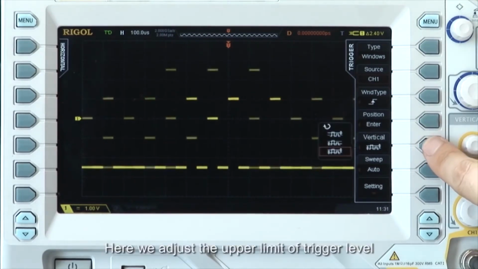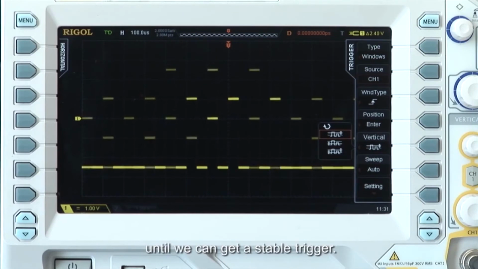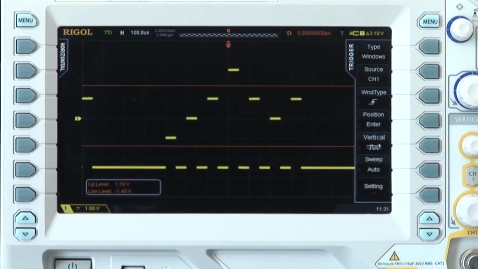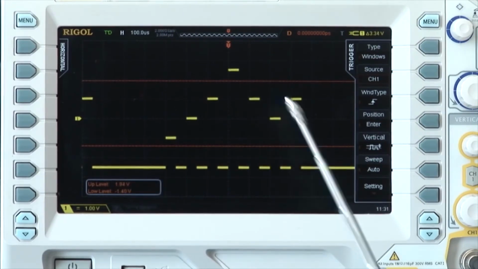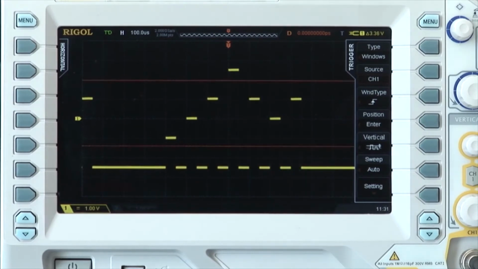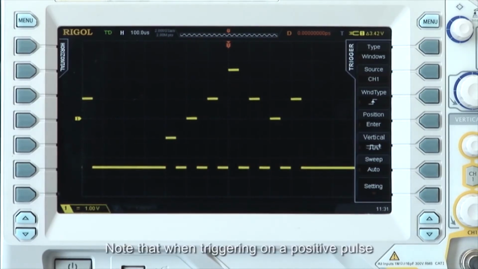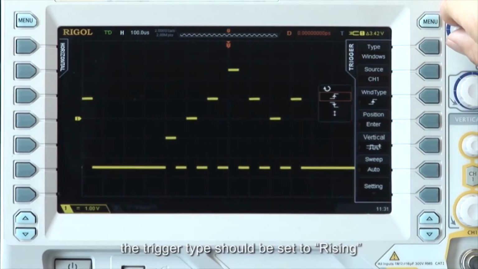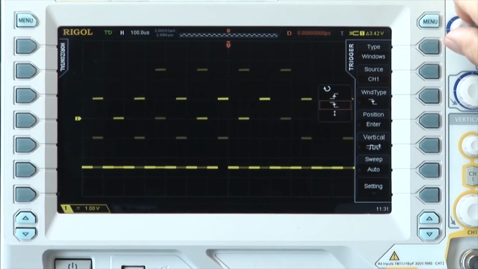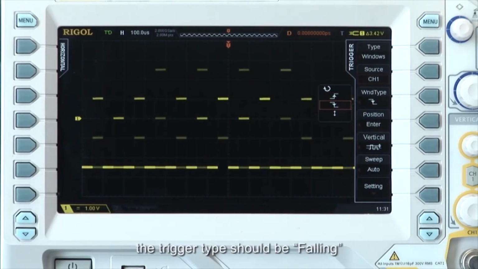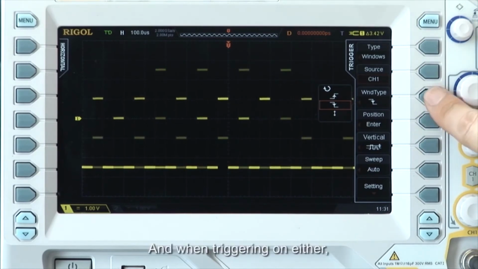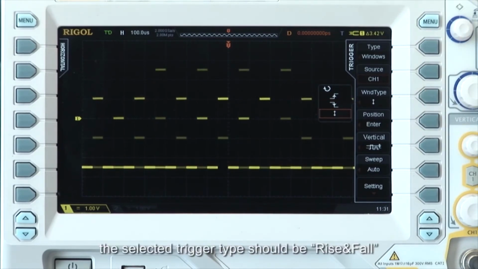Here we adjust the upper limit of the trigger level until we can get a stable trigger. Note that when triggering on a positive pulse, the trigger type should be set to rising. When triggering on a negative pulse, the trigger type should be set to falling. And when triggering on either, the selected trigger type should be rise and fall.